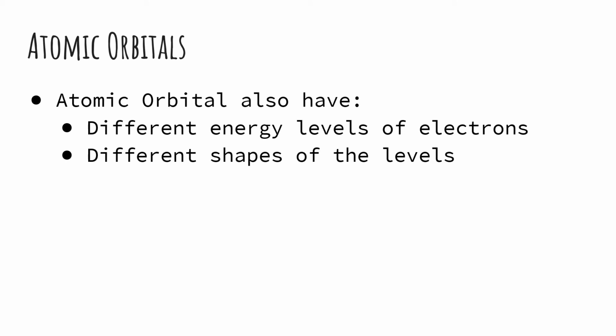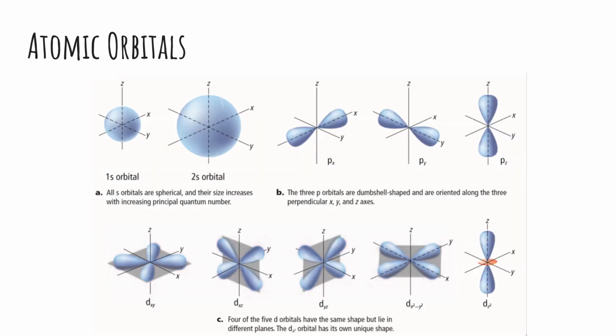Due to this, your atomic orbitals also have different energy levels of electrons as well as their shapes. Their shapes are an S, P, D, and F. Your S orbitals are spherical in shape. Your P orbitals look like dumbbells. Your D orbitals can have several shapes. Some might say like a snowflake, and your F orbitals are very complicated.